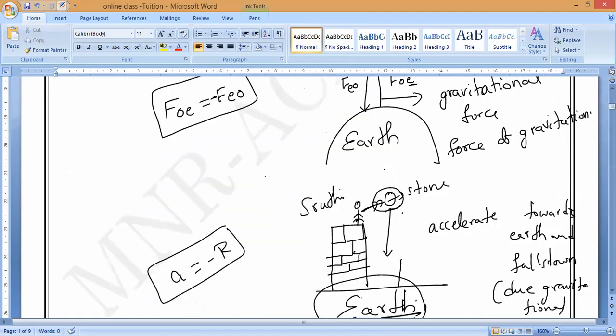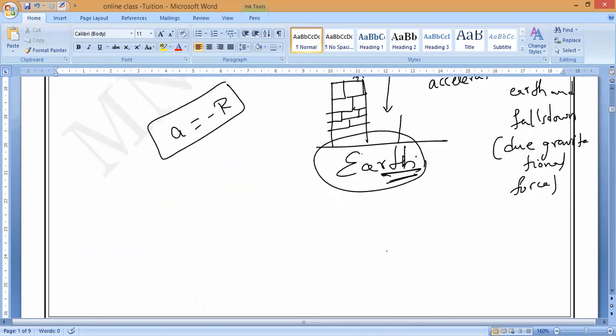Understand, guys? According to Newton's third law, if there is an action, then definitely there is an equal and opposite reaction. If I throw the stone, the stone comes towards the earth, and the earth is not moving. Even if I throw a very big object, like an aeroplane, from a certain height, only that object is coming towards the earth.